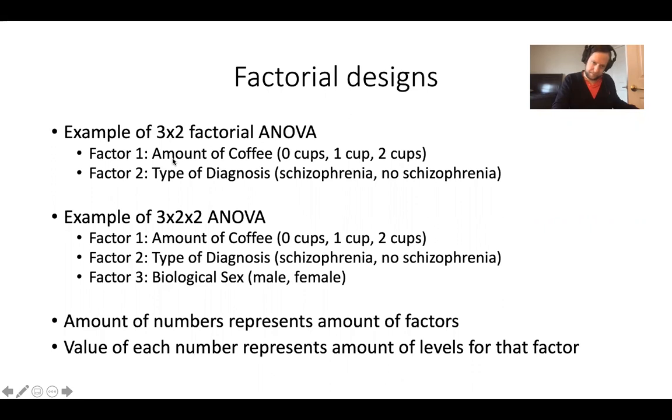So if you look, amount of coffee, 1, 2, 3 levels. So we have the number 3 there. Type of diagnosis, 1, 2. We have 2 levels. So we have the number 2 here. So that's a two-factor or a two-way design.